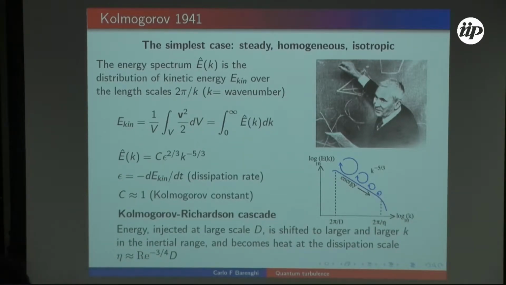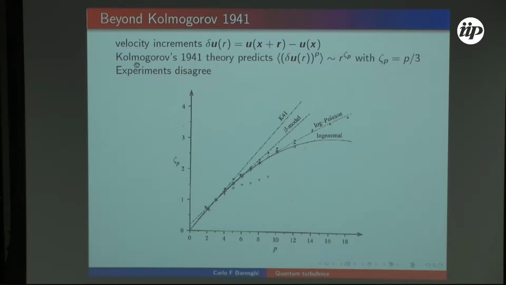So the Reynolds number can be interpreted for this homogeneous isotropic turbulence as a measure of the numbers of degrees of freedom which you have in your system in one linear direction. But of course, there is more than that. There are other features of turbulence which go beyond the 1941 theory of Kolmogorov.